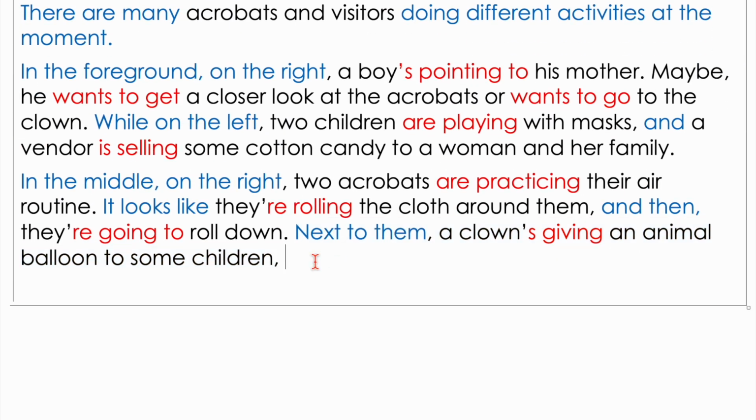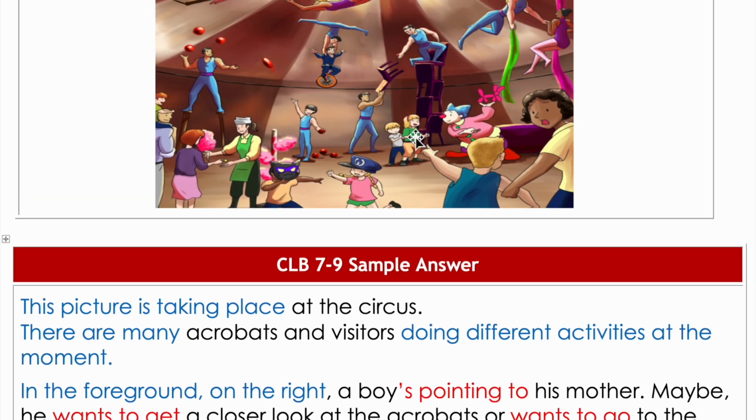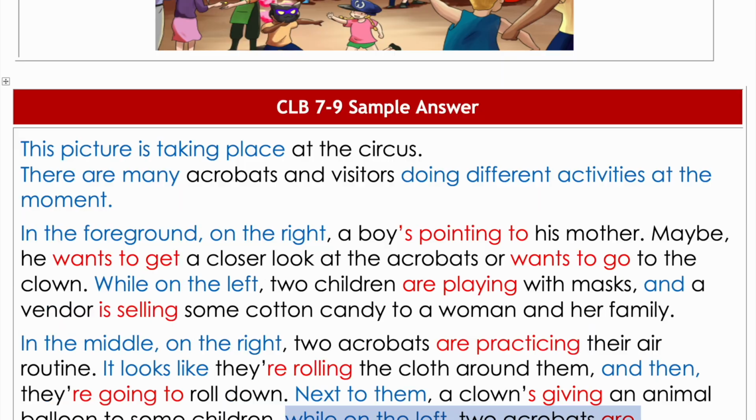Next to them, a clown's giving an animal balloon to some children. Okay, a clown's giving, so next to them, a clown's giving an animal balloon. You can see here. Or showing, could be giving, showing, okay. And there you go. While on the left, 2 acrobats are practicing their juggling act.